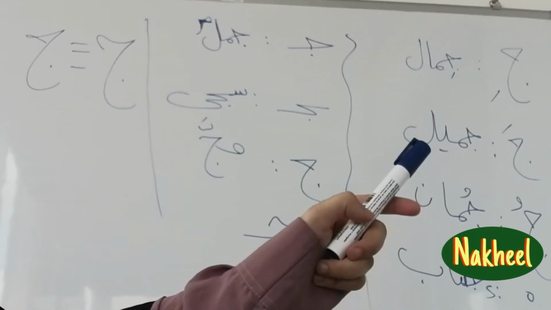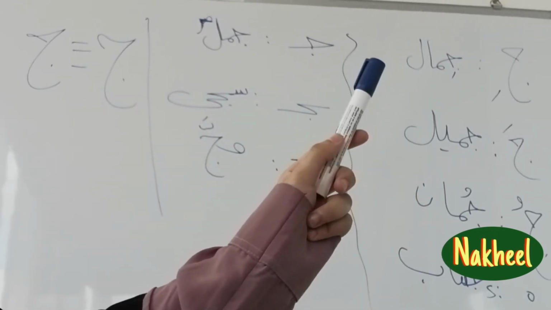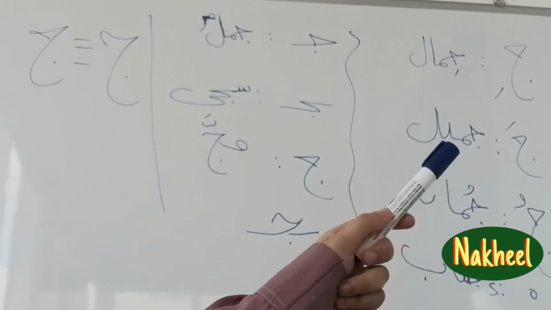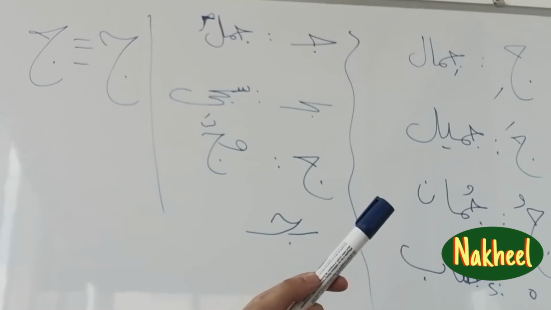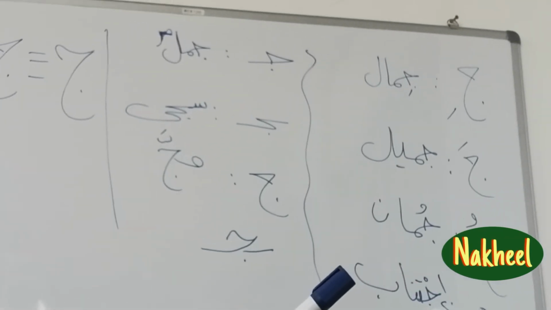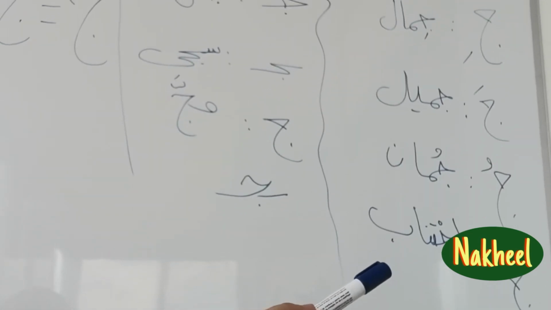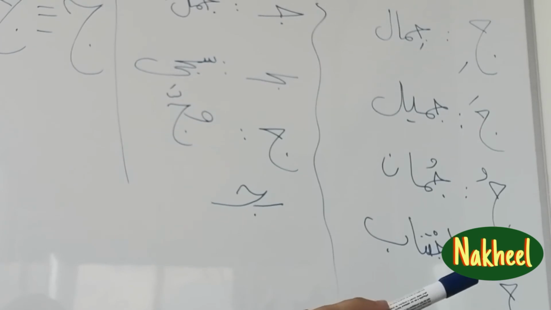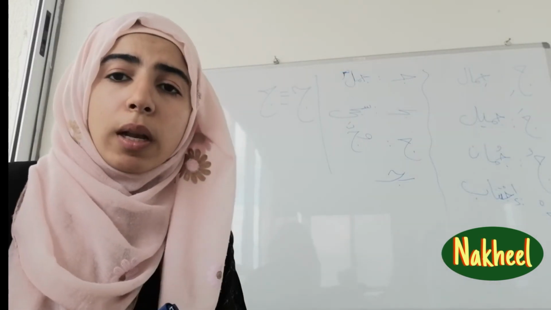Ja, Ju, Ji. Like in the word Jimal, which means camels, and you have Ja with the fatha, like in the word Jamil, and you have Ju with Dhamma, like in the word Juman, and you have J with a sukoon, like in the word Ijtinab, which means to avoid. This was everything about the letter Jim.